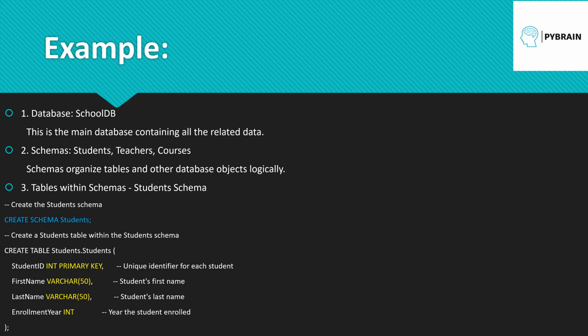Next, in the teacher's schema, there's a teacher's table that includes details such as teacher ID, first name, last name, and the subject they teach. Finally, in the courses schema, the courses table keeps track of courses with columns like course ID, course name, and teacher ID, which links back to the teacher's table.